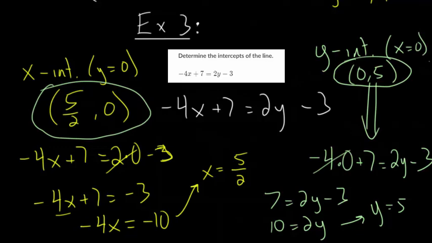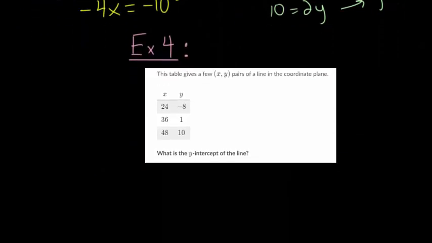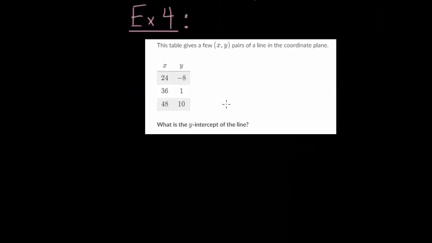And let's do one final question. And this one's probably the most difficult because we have to find the intercept based off of a table. So in this case, we want to find the y-intercept. So remember, that's when x is equal to 0. And basically what we have to do is figure out the pattern.